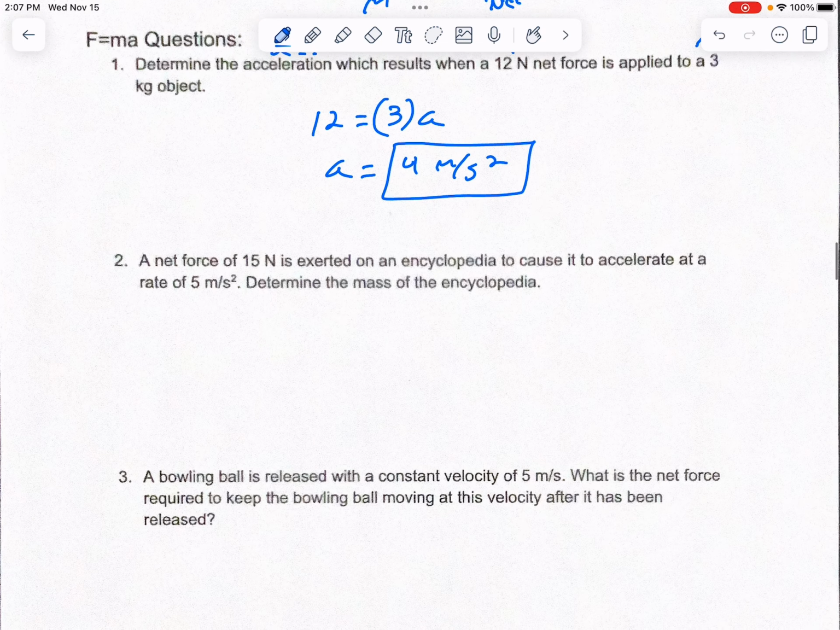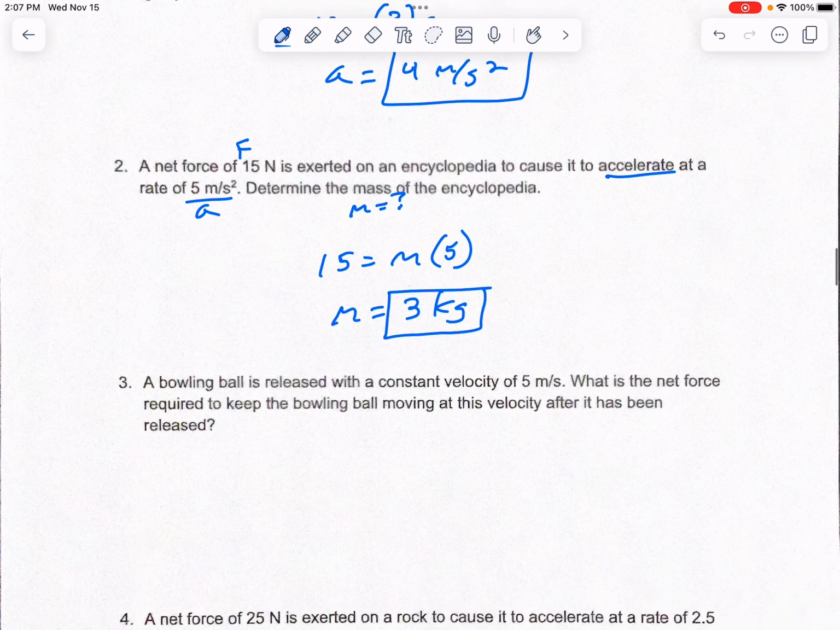Number 2, a net force of 15 newtons, so I gave you force here, is exerted on an encyclopedia to cause it to accelerate at a rate of 5 meters per second squared, so I just gave you a. Determine the mass of the encyclopedia, so you're looking for mass. We're going to do F equals ma again, so 15 equals m times a, which is 5. So 15 divided by 5 gives a mass of 3 kilograms.